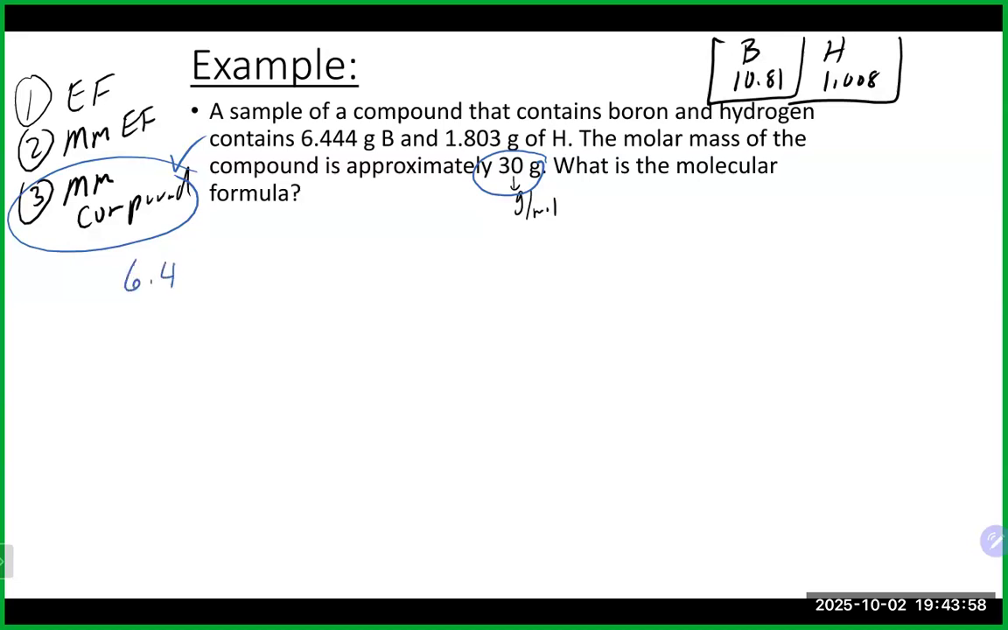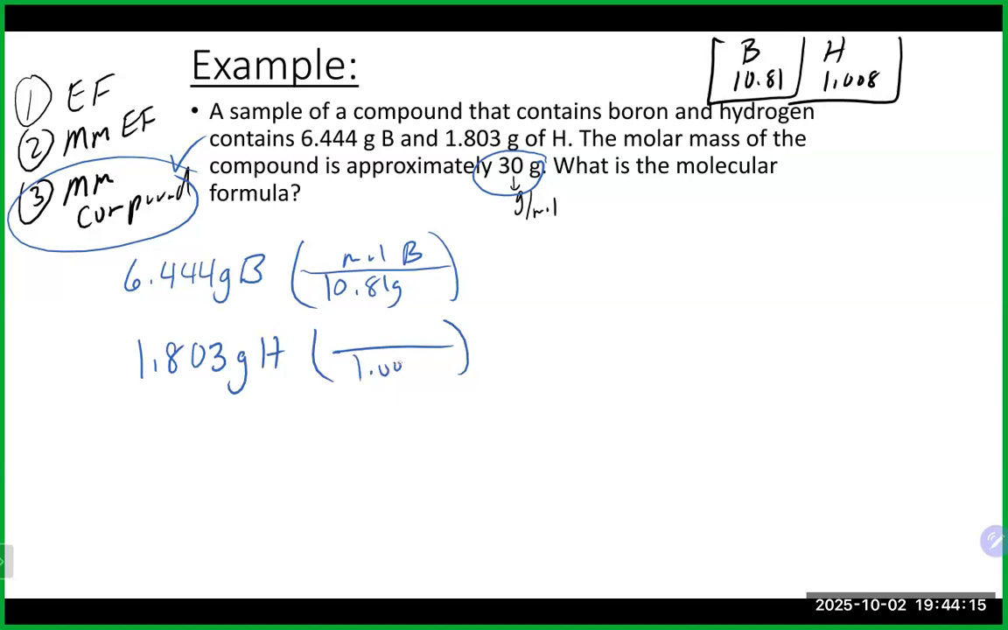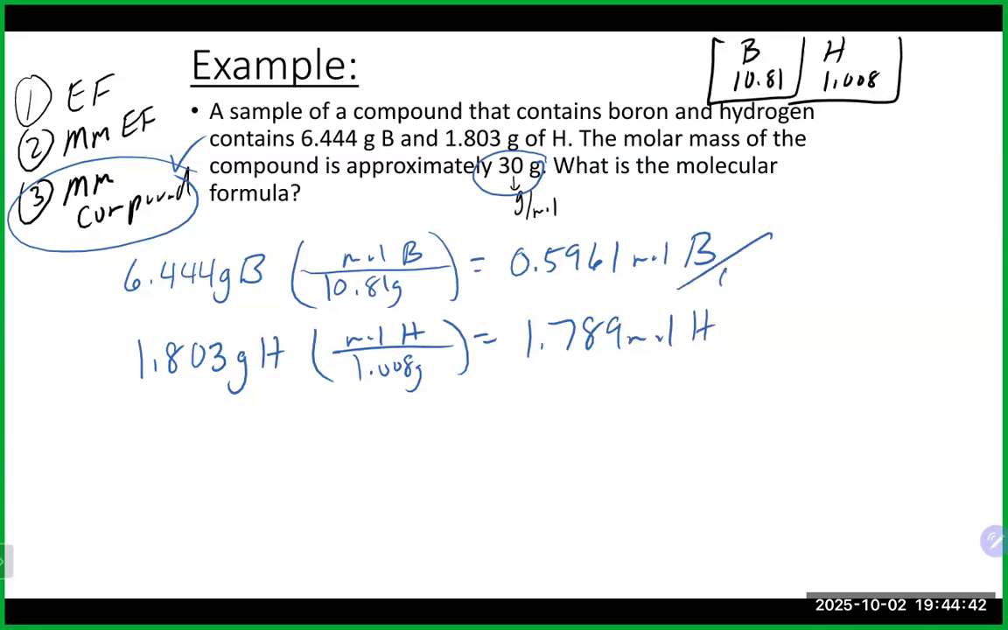So we're going to take our grams and convert them into moles, using the molar mass from the periodic table, 10.81 grams per mole. We'll also take our hydrogen there, 1.803 grams of hydrogen, divided by 1.008 grams per mole. That's going to get us here: 6.444 divided by 10.81 looks like 0.5961 moles of boron. 1.803 divided by 1.008 gives 1.789 moles of hydrogen. Here we're going to divide by boron, which is the smallest moles.